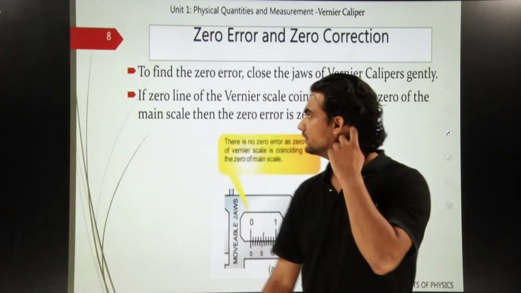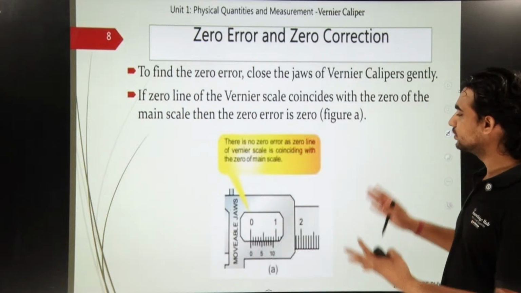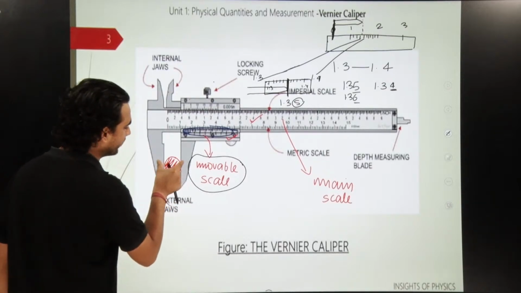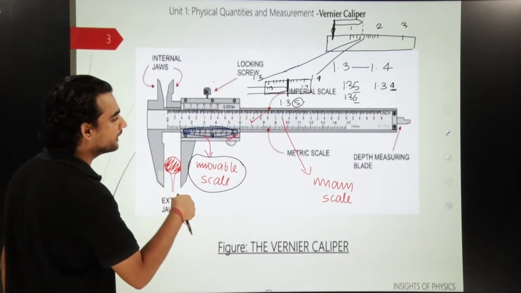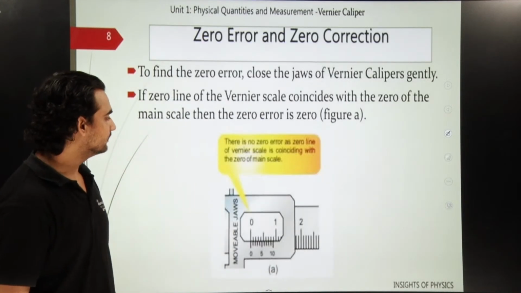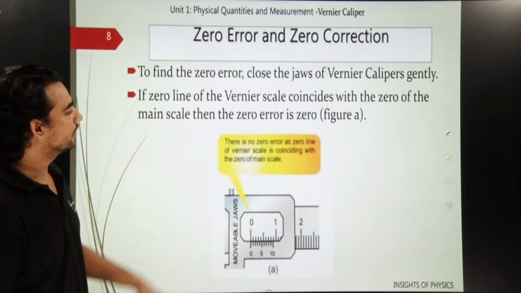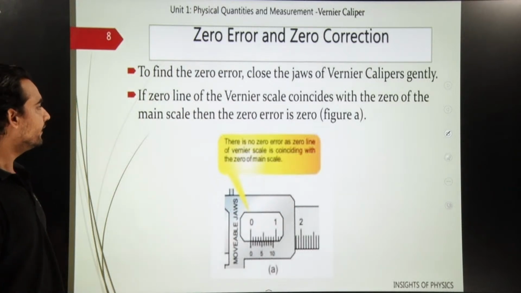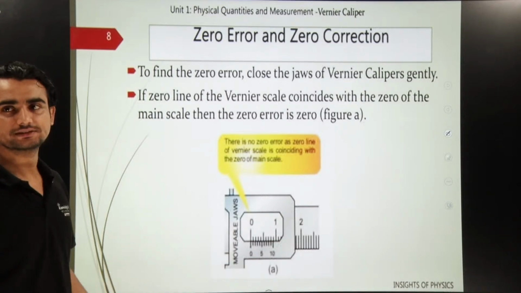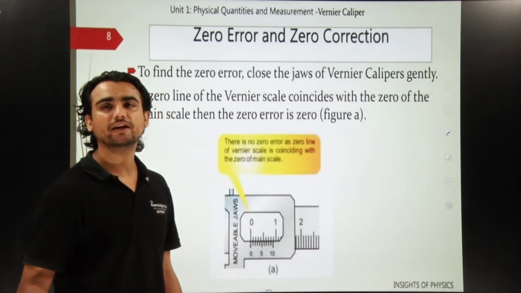So to find the zero error, close the jaws of a vernier caliper gently. The two jaws will now be in contact because I'm measuring nothing. Ideally, the 0 of the vernier scale and the 0 of the main scale should coincide. If the zero line of the vernier caliper coincides with the 0 of the main scale, then the zero error is 0. Simply, if this line coincides with this line, then there is no error.